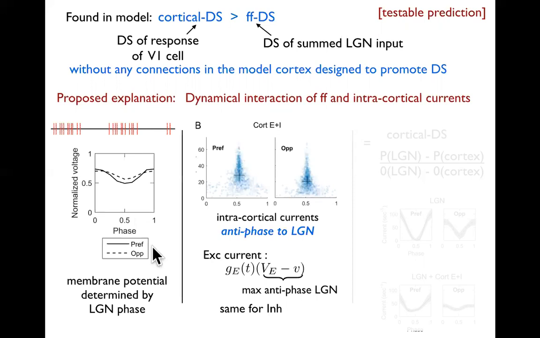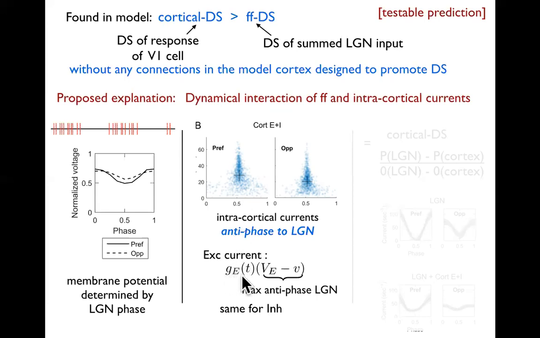Then comes the next one. The next one says that intracortical currents are antiphase to LGN. This came as a little bit of a surprise to my neuroscience colleagues, many of whom seem to think that the intracortical currents should be in phase with LGN. But if you look at the integrate-and-fire equation, let's look at the excitatory current.